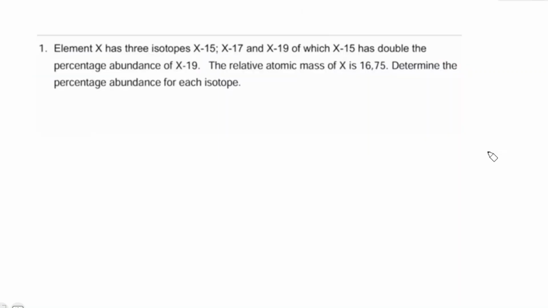Now let's look at this one. Here we are given the element X. They said the element X has 3 isotopes, X15, X17, X19, of which X15 has double the percentage abundance of X19. The relative atomic mass of X is 16.75. Determine the percentage abundance of each isotope.